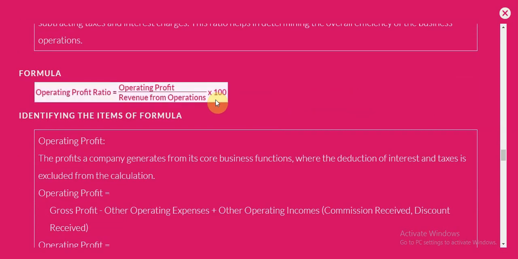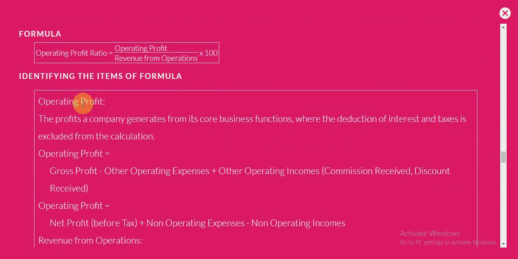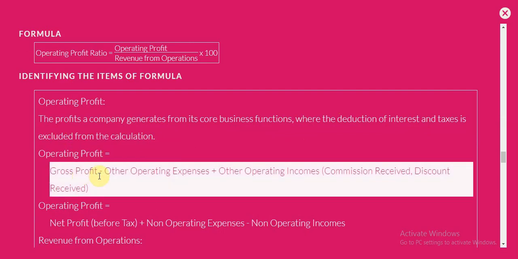Then the formula is operating profit divided by revenue from operations into 100. We will understand what is operating profit. It is the profit a company generates from its core business functions, where the deduction of interest and taxes is excluded from the calculation. This I already discussed with you friends. So operating profit is what? It is GP minus other operating expenses plus other operating incomes.